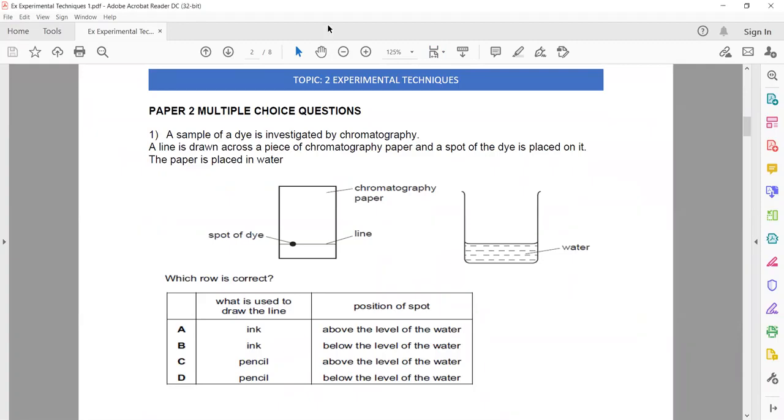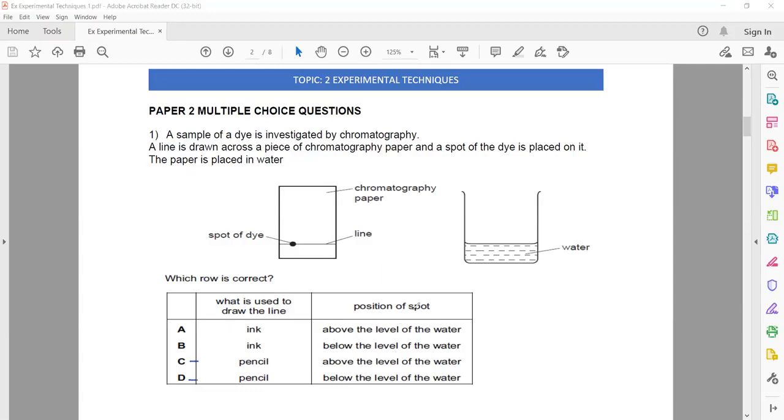So in the first part, they mention a sample of a dye is investigated by chromatography. The line is drawn across the piece of chromatogram or paper and the spot of a dye is placed on it. Which row is correct? What is used to draw the line? Whenever we want to draw the origin, we always prefer to use pencil. So either C will be the answer or D.